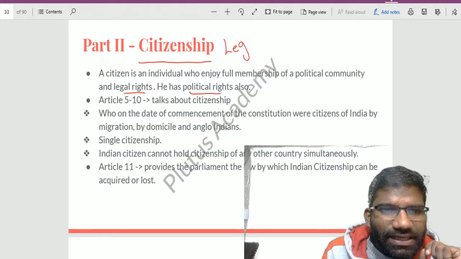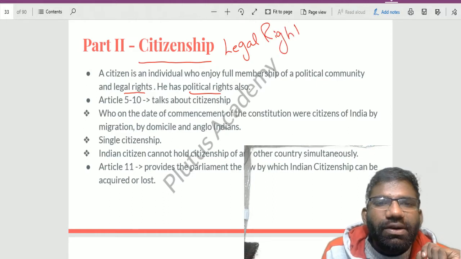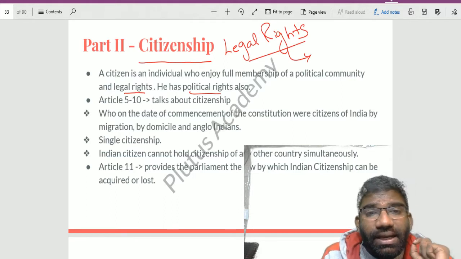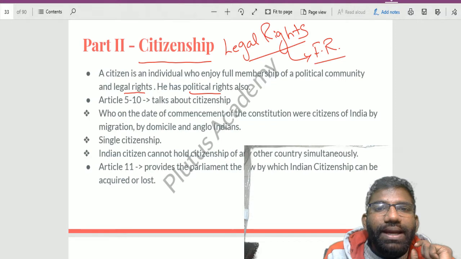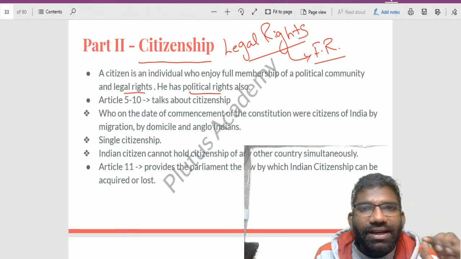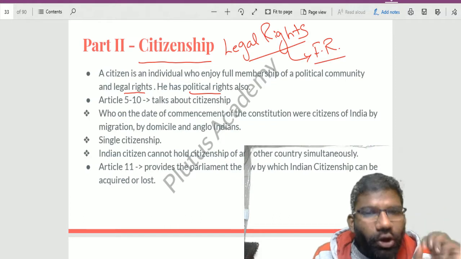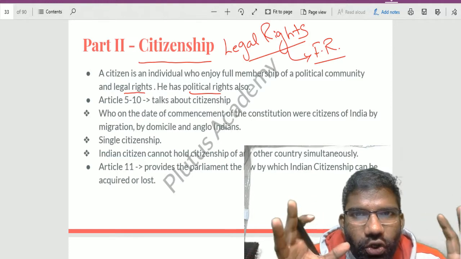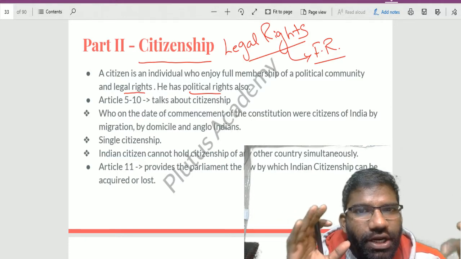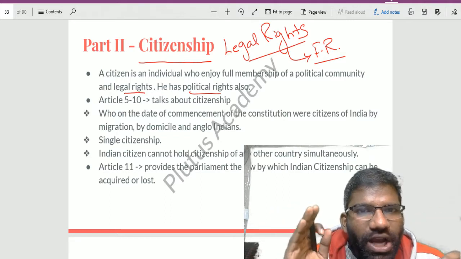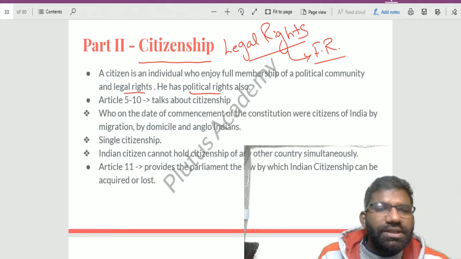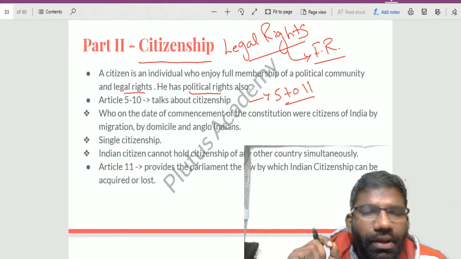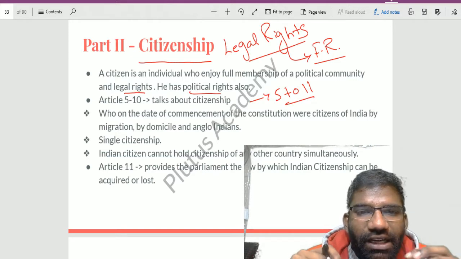When we talk about India's case, our constitution provides a citizen with certain legal rights, that is fundamental rights. So a citizen enjoys certain legal rights as well as political rights. Now, when we talk about the Indian Constitution, we need to know which article talks about citizenship. Articles 5 to 11 talk about citizenship.